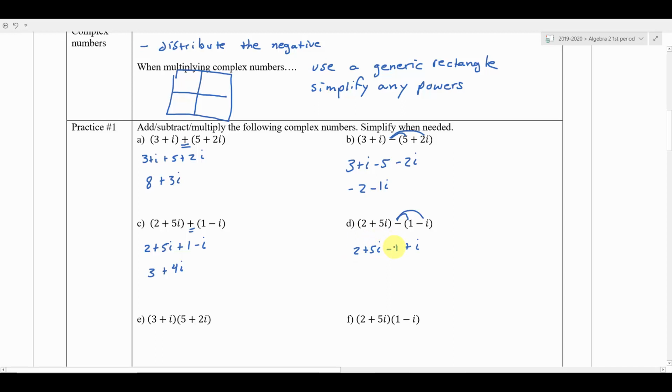So I have a 2 and a negative 1. That combines to give me a positive 1. This becomes 5i and another positive i, so this will be 1 plus 6i. And that completes that problem.